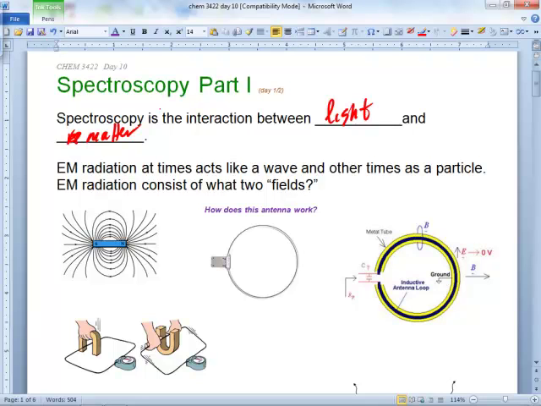Light acts like a wave, other times a particle. I added this stuff this morning. That's why I was a little late.